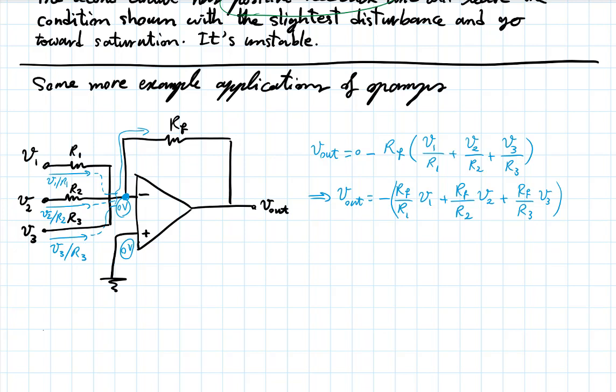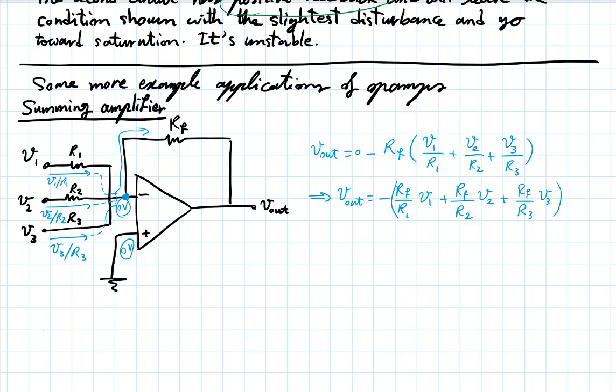So this is a well-known application. This is called a summing amplifier. An adder. And it doesn't have to be limited to 3 inputs. You can have 20. Oh, you can also make non-inverting amplifiers. We also saw a non-inverting amplifier last time. Okay?